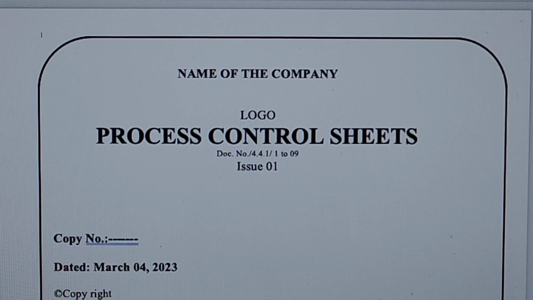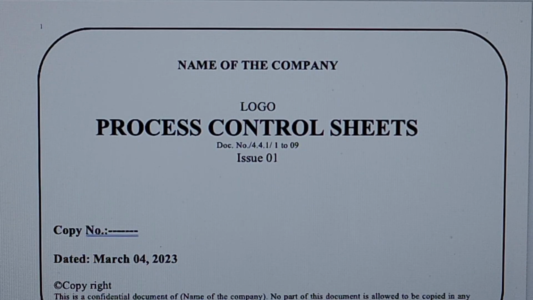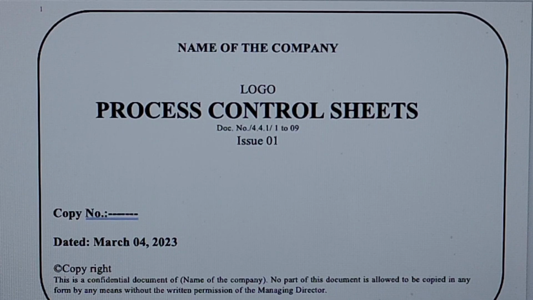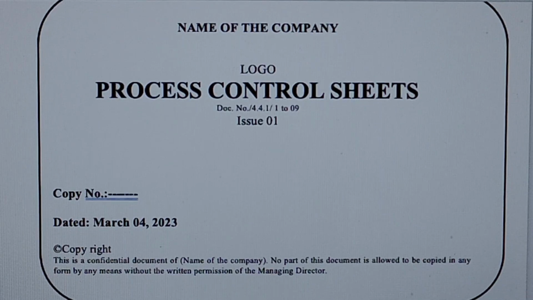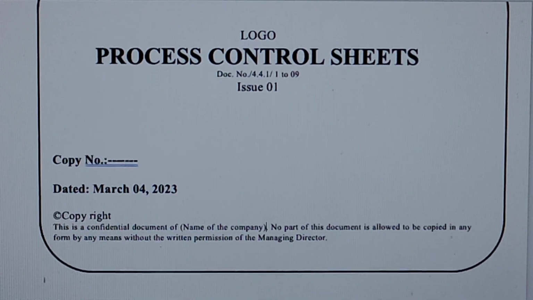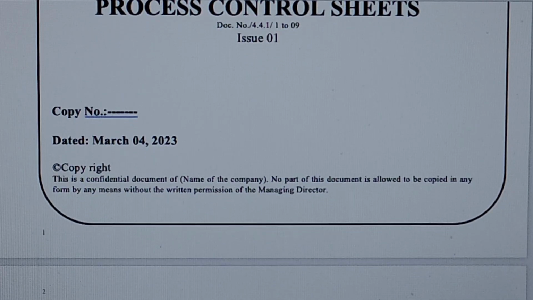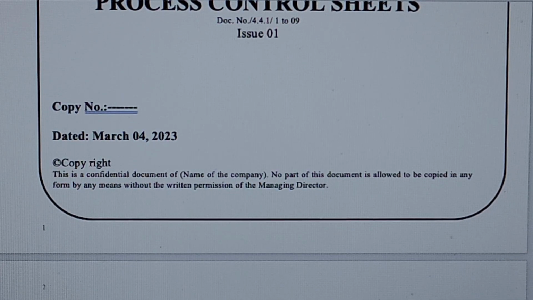Here you can see the front page where we mention the name of the company. Then underneath that is the logo and the title of the document, process control sheets, and the document number is 4.4.1/1209. There are 9 sheets in this, issue is 01. Then copy number and dated March 4 2023.